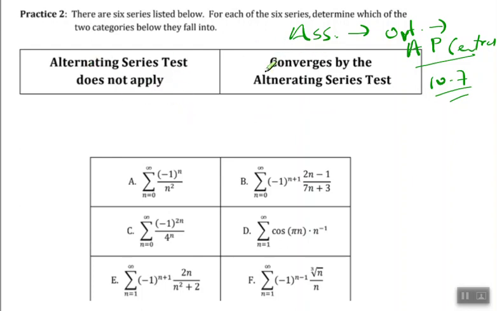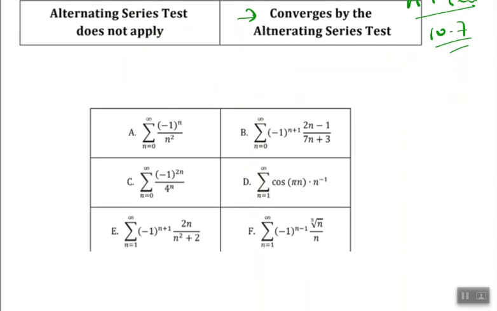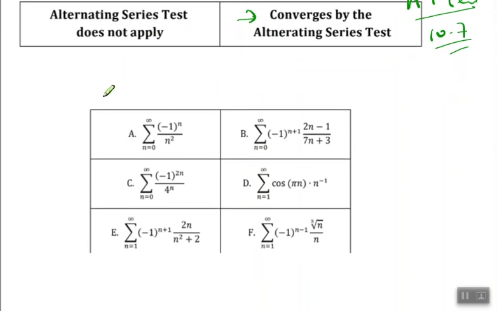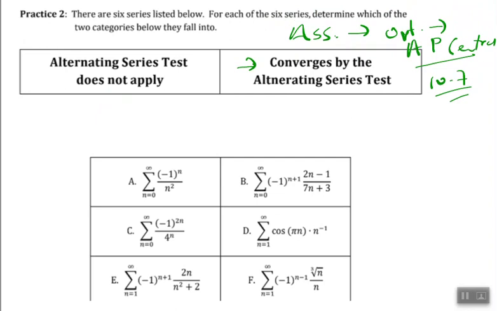You either know that it converges by the alternating series test, or you cannot use the alternating series test. And we'll talk about those that you cannot use the alternating series test for; most of the time it's going to diverge, but not all the time. So the first thing we need to know, if it does converge by the alternating series test, then these three things are true. It's alternating.